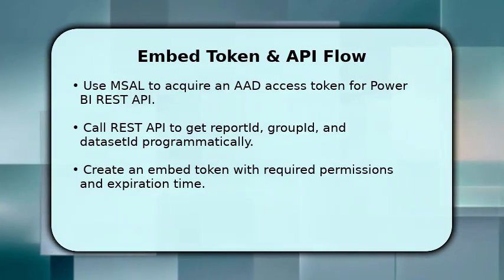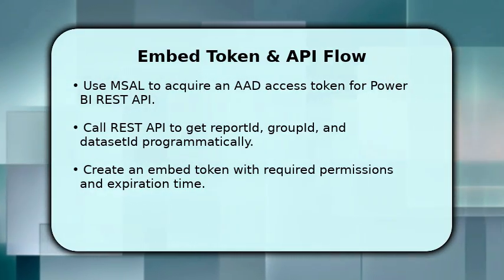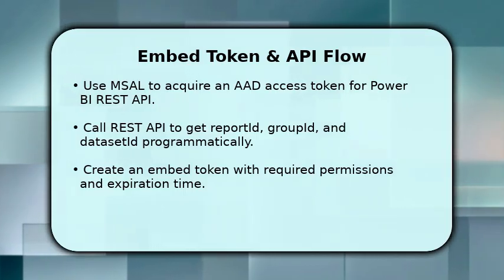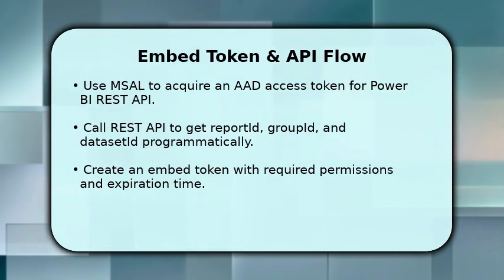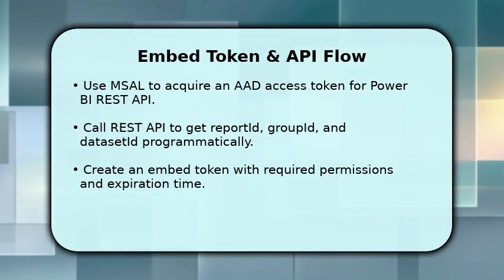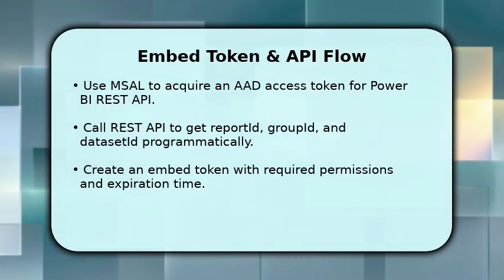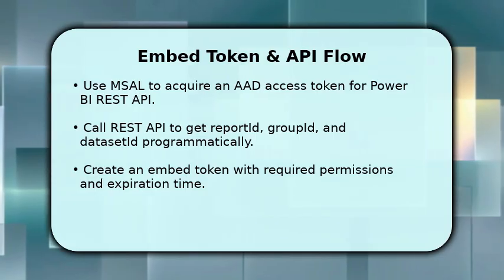Use MSAL on the server to request an AAD token for https://analysis.windows.net/powerbi/api/. Next, call Power BI REST endpoints to list workspaces and reports so you obtain group ID and report ID dynamically. This avoids hard coding.